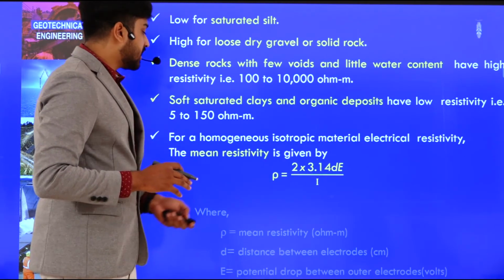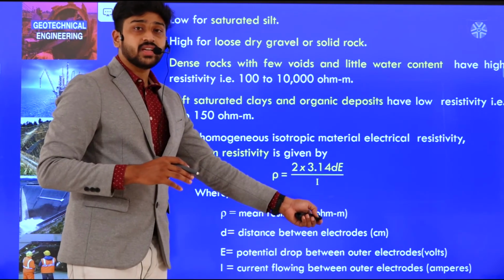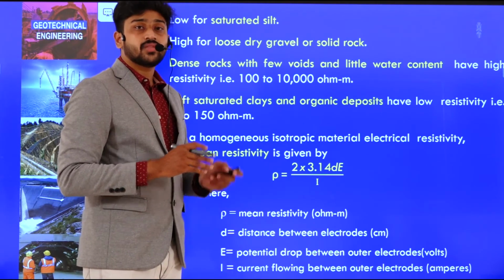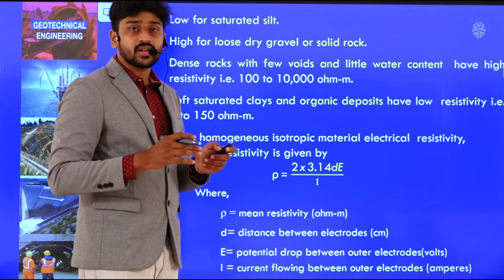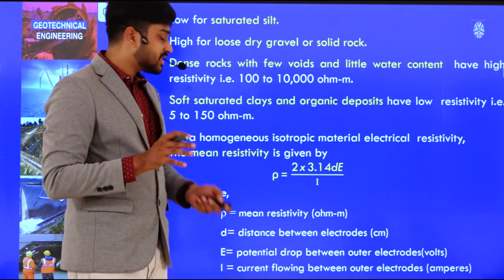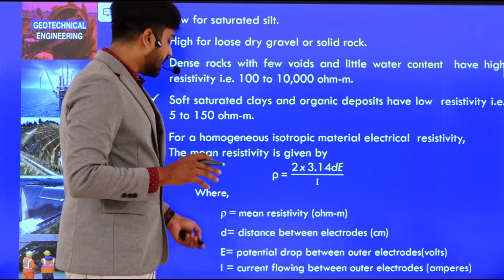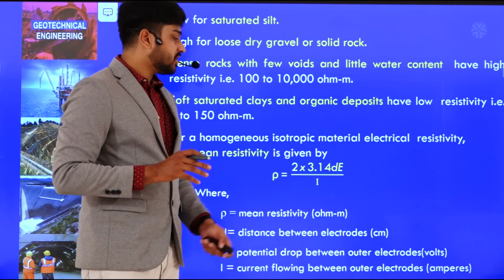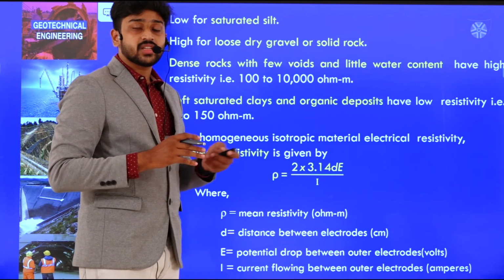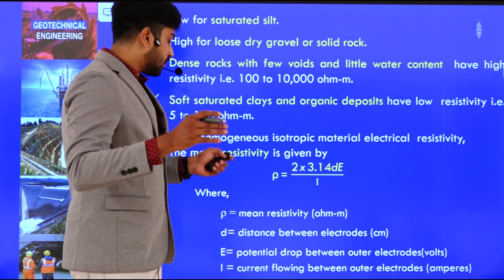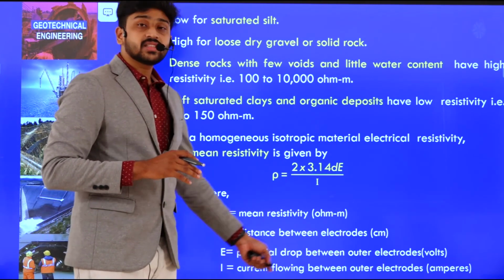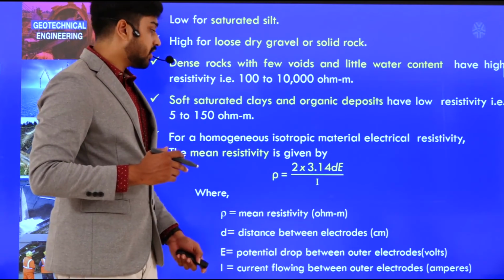Here rho is the mean resistivity, its unit is ohm meter, and d is the distance between the electrodes. We are placing these electrodes at different levels, making sure that they are placed at equal intervals, so d is the distance. E is the potential drop between the outer electrodes. There are outer electrodes A and B, as we have seen in the previous diagram. The potential drop between these two is measured and denoted by E, and I is the current flowing through the electrodes, in amperes.